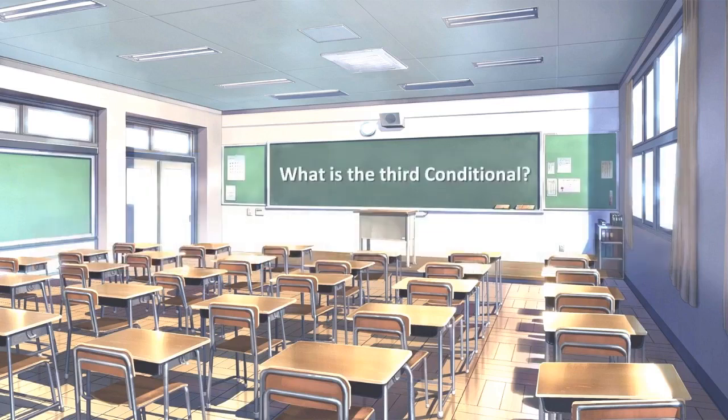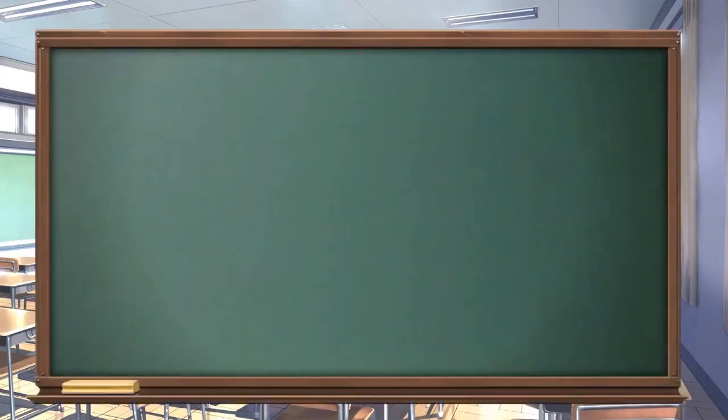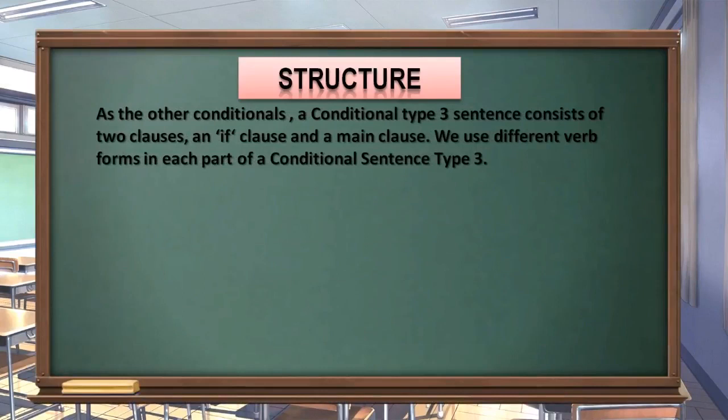What is the third conditional? What does a conditional type 3 sentence mean? So let's have a look at the board. As with the other conditionals, a conditional type 3 sentence consists of two clauses. So the conditional type 3 sentence contains two clauses. The first clause is called the if clause, and the second clause is called the main clause. And of course, we use different verb forms in each part of a conditional sentence type 3.